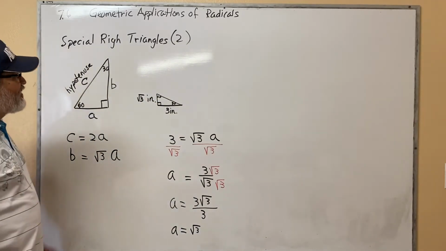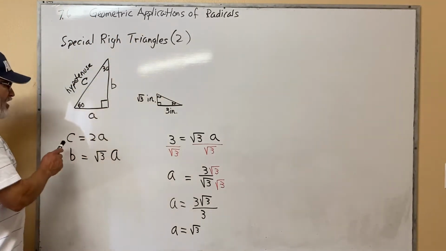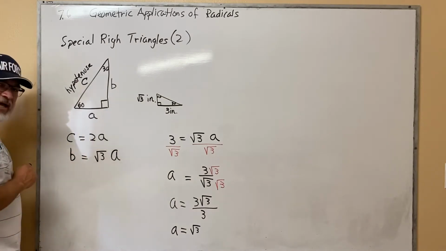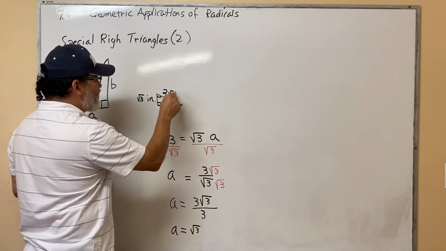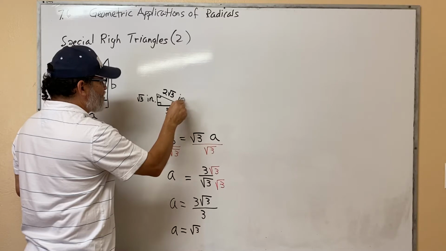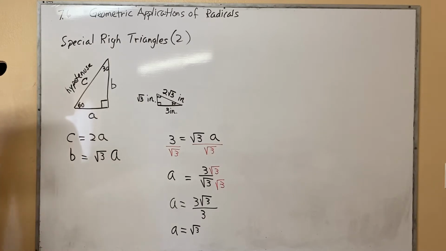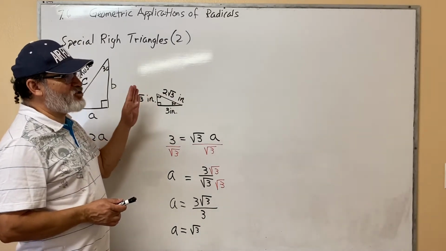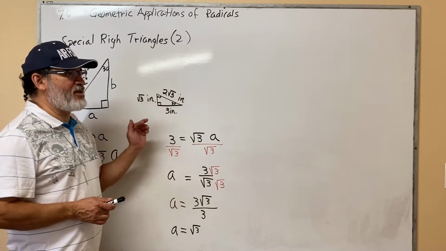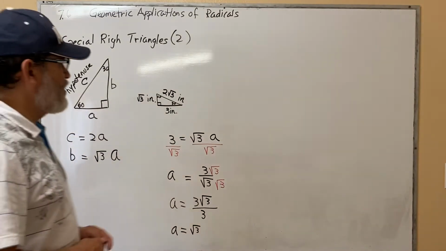And now the hypotenuse is twice that. Look, the hypotenuse is twice the small leg. So therefore the hypotenuse is 2 times the square root of 3 inches. And so now we got this. We figured out the size of this special 30, 60, 90 right triangle. Here's one more. Watch this.